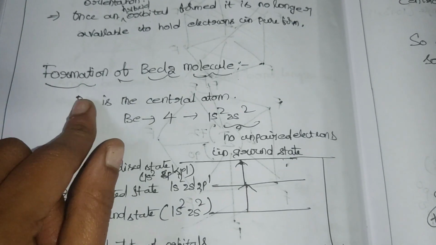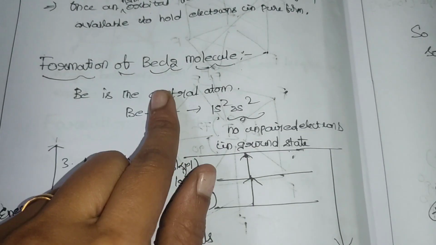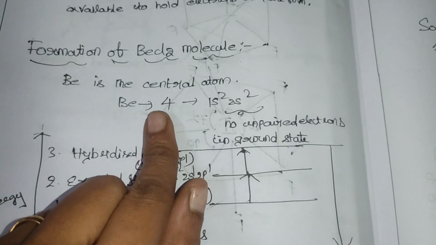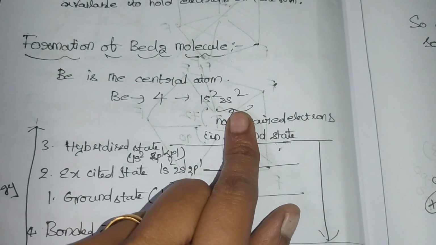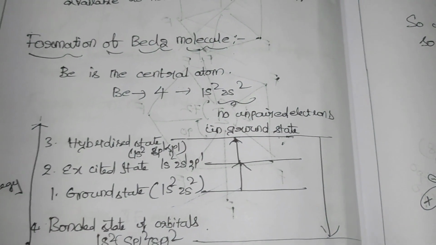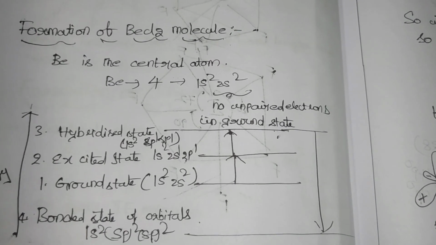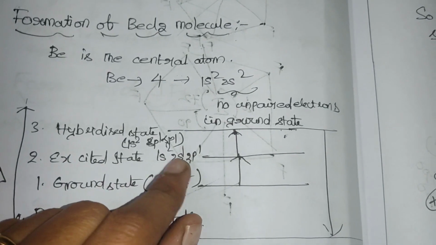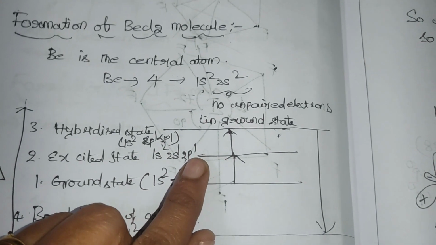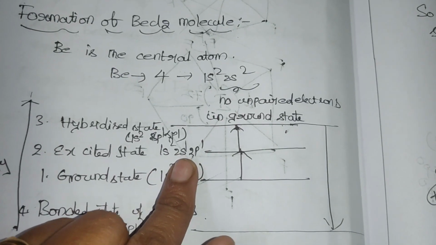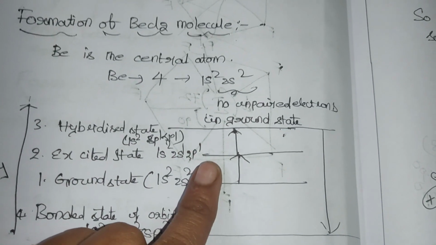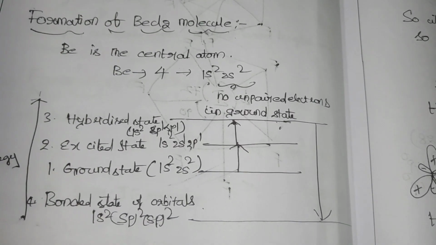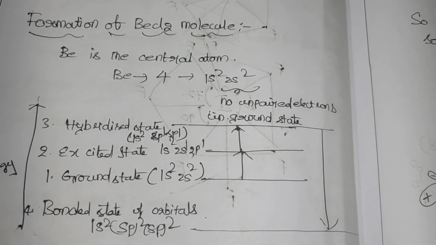BeCl2 is the beryllium chloride molecule. Beryllium is the central atom here, and its electronic configuration is 1s2, 2s2, because its atomic number is 4. So no unpaired electrons are seen here, and it cannot form bonds in the ground state. But in the excited state, one electron of the 2s will go into the 2p, so 1s2, 2s1, 2p1. So 2 unpaired electrons are available, it can form 2 bonds with chlorine, and BeCl2 molecule formation is possible.